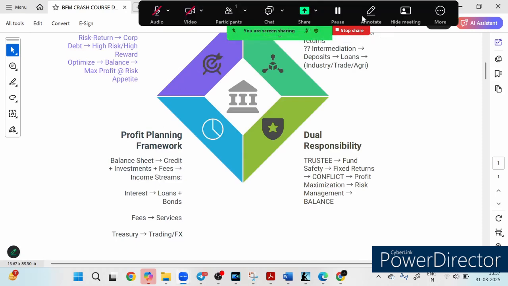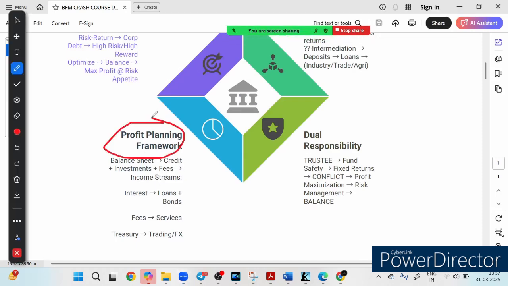Now let's look at the next segment, something called the profit planning framework, on the left side. Friends, a bank's earnings are not just from loans. They have multiple income streams, like interest income through loans and bonds. There are some fee-based services they provide, like account maintenance and transactions, and treasury operations, which means they are trading in forex and securities. So these are the multiple incomes of a bank.